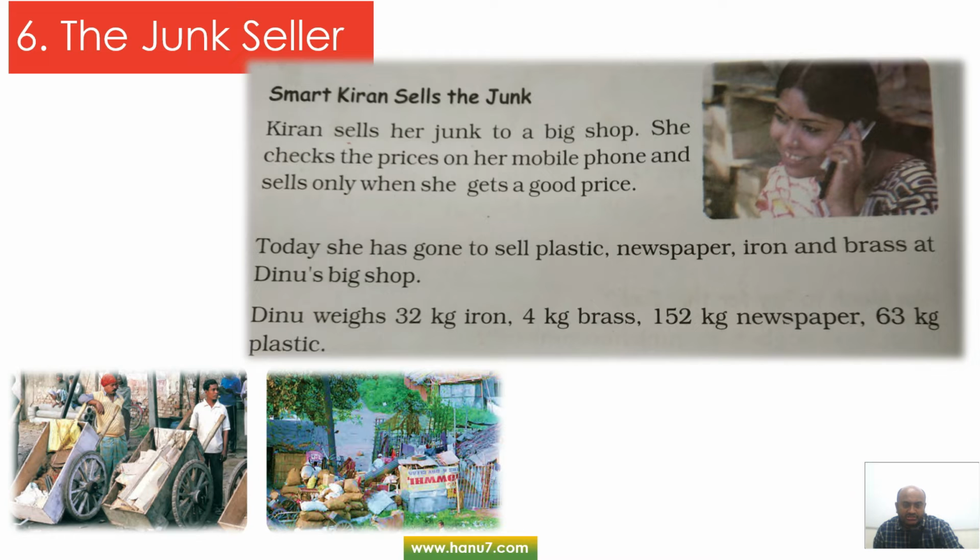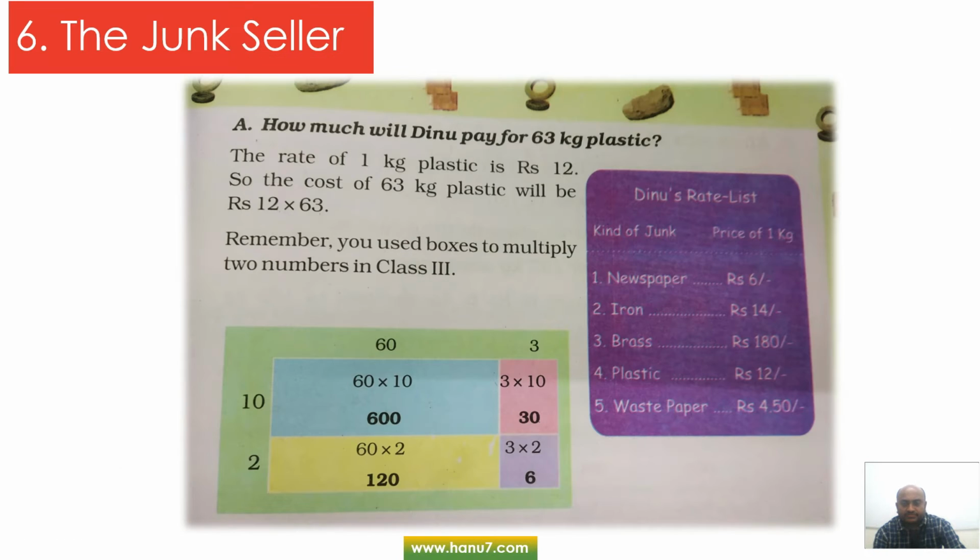So Dinu weighs 32 kg iron, 4 kg brass, 152 kg newspaper and 63 kg plastic. These are the items Kiran is selling to Dinu's shop, and there Dinu is weighing these different items: iron, brass, newspaper and so on.